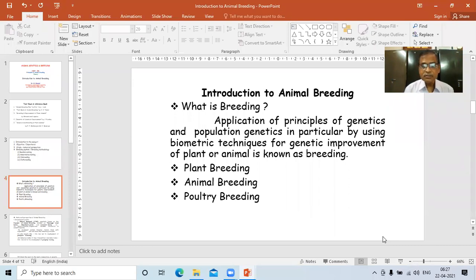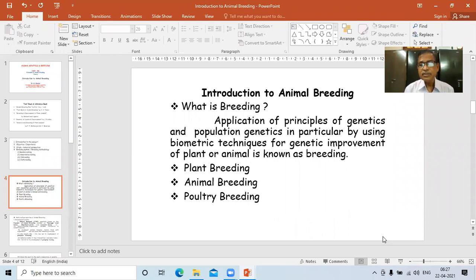So if we select the best individual in each and every generation, definitely most of the superior or meritorious genes will be selected, or will be congregated in the population, so that the productivity of animals will be increased in each and every generation. So that is the main objective, and we have to use the biometric techniques.